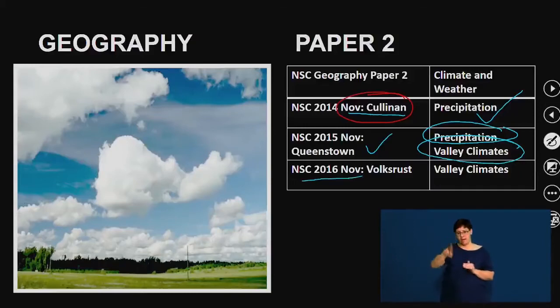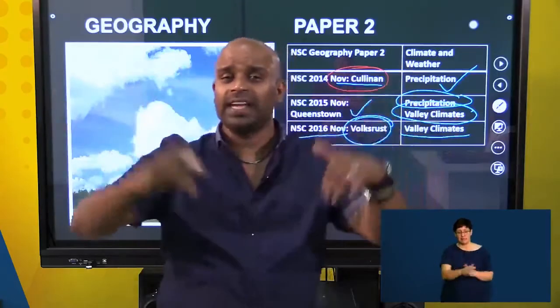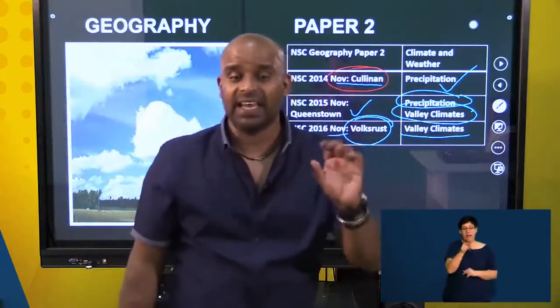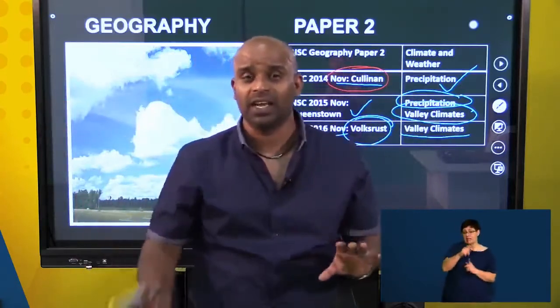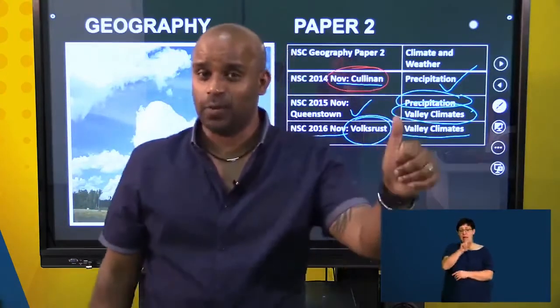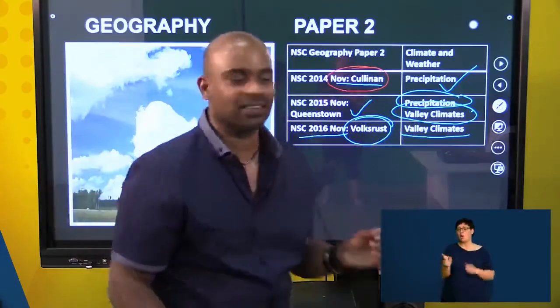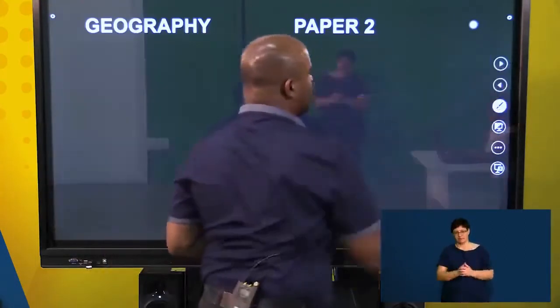Notice, in 2016, on the map of Volksrus, valley climates was again examined. So, the ability of the candidate to locate the slopes on a map and then determine whether it's an anabatic or katabatic wind. Now, you should remember the following. Anabatic, day winds. Katabatic, night winds. So, read the question. This would better enable you to get the answer right. Let's look at the next one on climate.